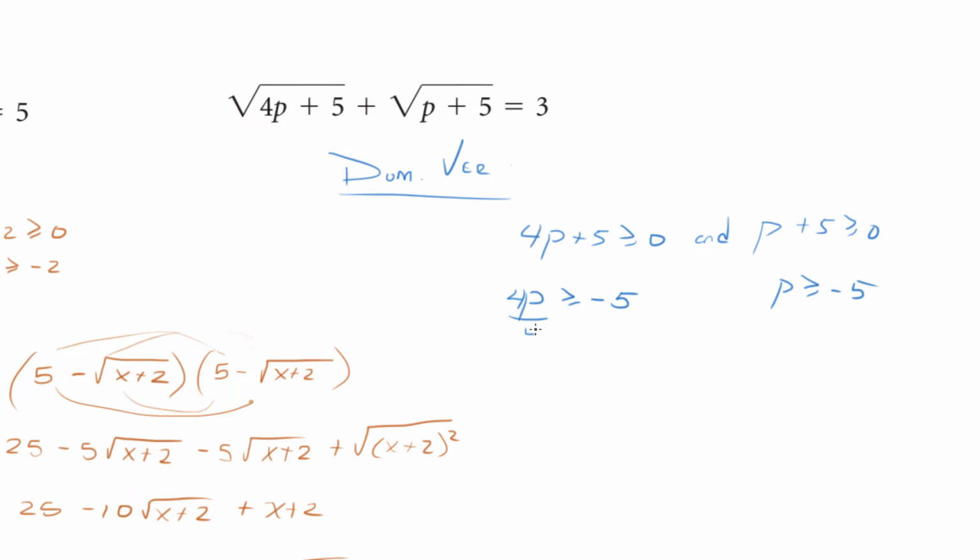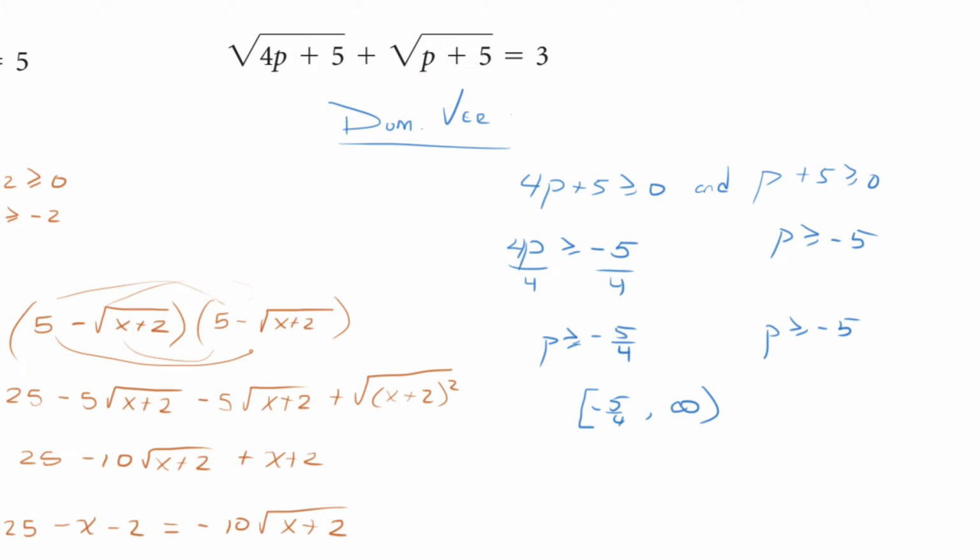We divide by 4 here. So p is greater or equal to negative 5 over 4. And p is greater or equal to negative 5. So domain verification tells me that I have to choose this one. This is the dominant. Believe it or not, negative 5/4 is the bigger number than negative 5. So it's going to be from negative 5 over 4 to infinity.